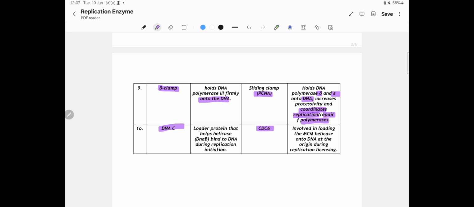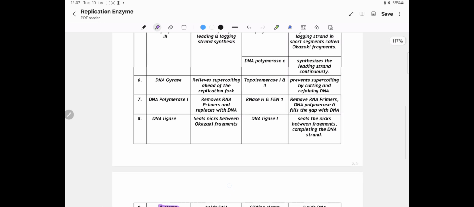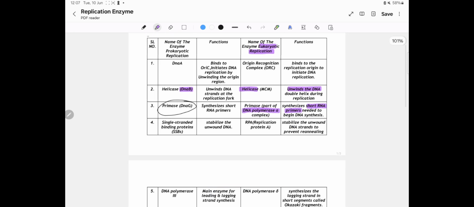DNA C is known as a loader protein that helps helicase or DNA B bind to DNA during replication initiation. And CDC6 is also involved in loading MCM helicase onto DNA at the origin during replication licensing. Okay, so we get this beta clamp, DNA C, okay, match it, and here also DNA B helicase and DNA G, okay. So ABCD is confirmed.